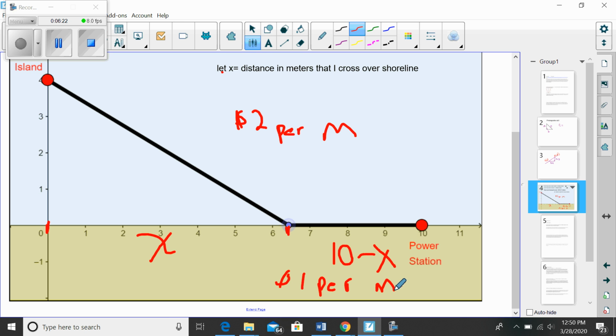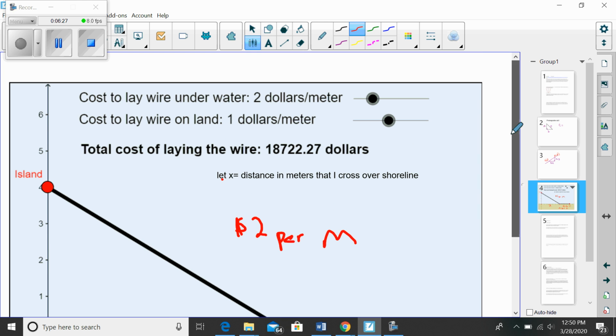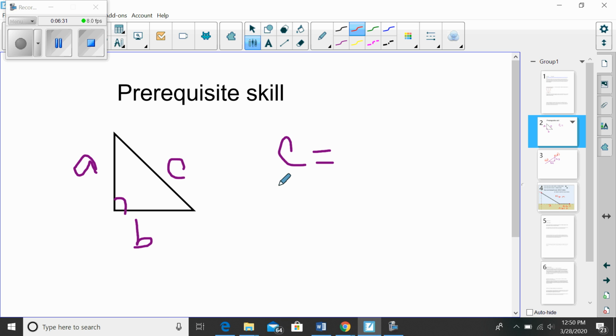So anyway, before we try to set up an equation, let's do some prerequisite skills so that we review the math we need. So right now, pause your video and solve for C. This is a right triangle, Pythagorean theorem, shouldn't be too difficult, but express C in terms of A and B. Okay, so please pause your video and do that.